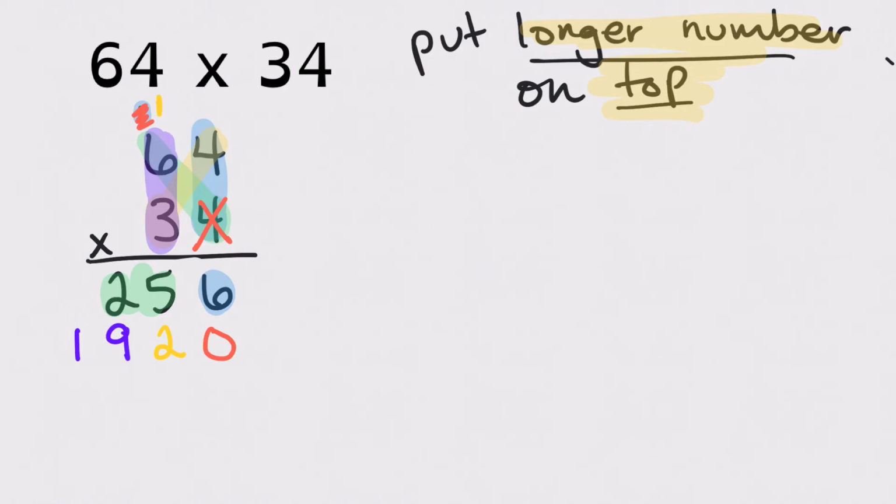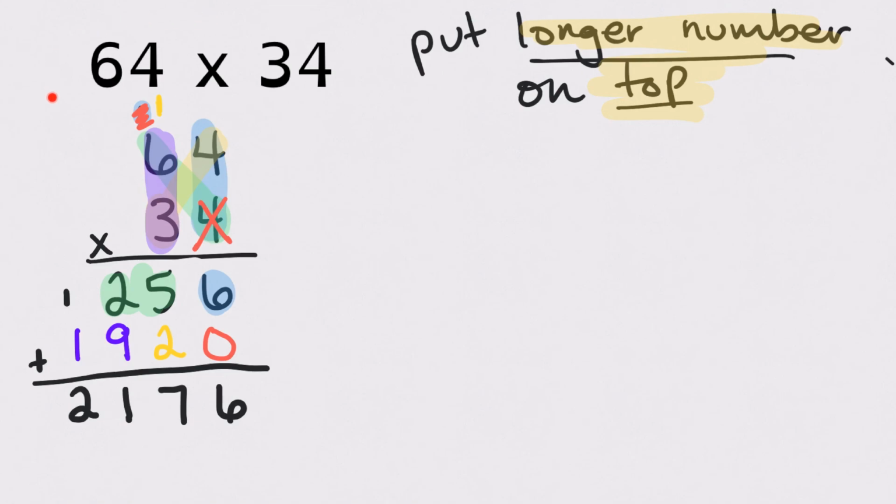And then our final step to complete this problem is we're going to add these 2 rows up. So I'm going to draw a line and put my plus sign and just add them up. So I'll start on the right. So 6 plus 0 is 6. 5 plus 2 is 7. 2 plus 9 gives me 11. So the 1 goes down here, and then I carry the 1. And then that means 1 plus 1 gives us 2. And that's the final answer to this problem.